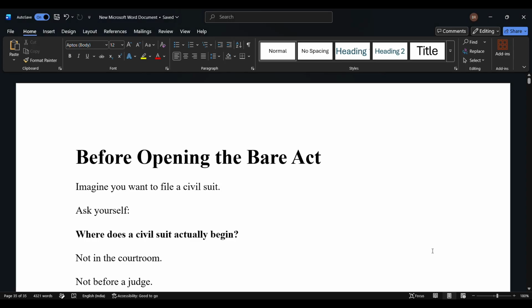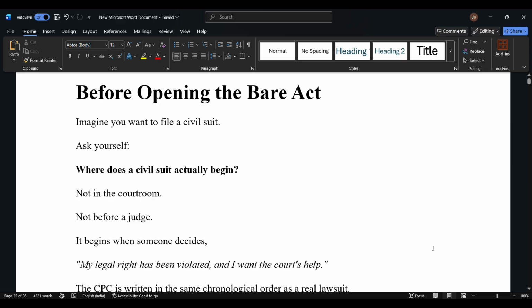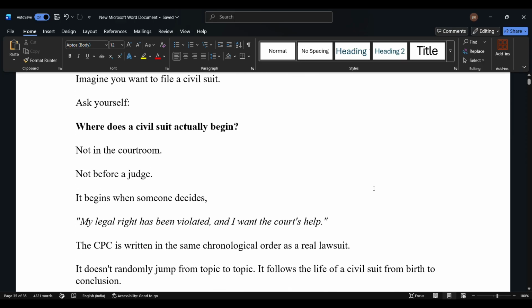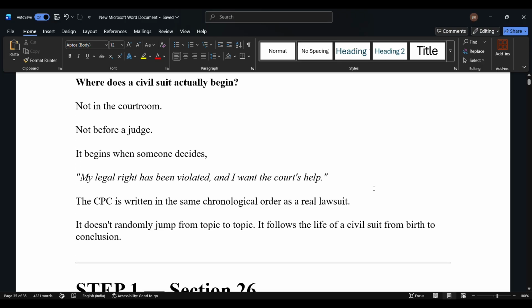Before opening the bare act, imagine you want to file a civil suit. Ask yourself, where does a civil suit actually begin? Not in the courtroom, not before a judge. It begins when someone decides, my legal right has been violated, and I want the court's help.